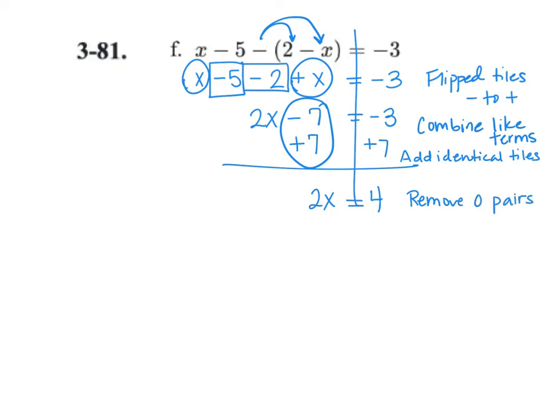Now if 2x is equal to 4, I want to know what is 1x equal to. So I take my x tiles and I divide them into piles of 1. So I would divide by 2 to get that 1x is equal to 2. So there is one solution to this equation, and that equation is x equals 2. And what that means is when I put a 2 in for x here, and I solve the left side, it would equal negative 3. So our solution to 381F is x equals 2.